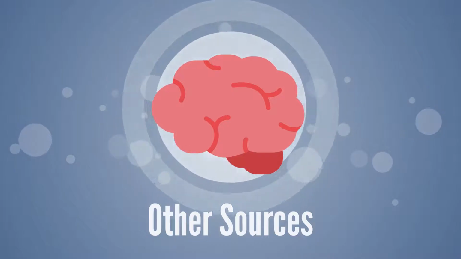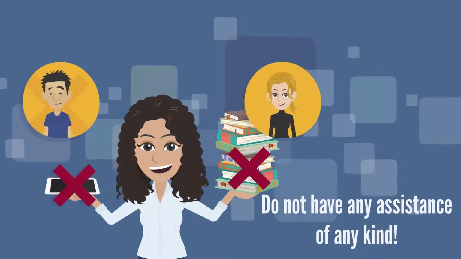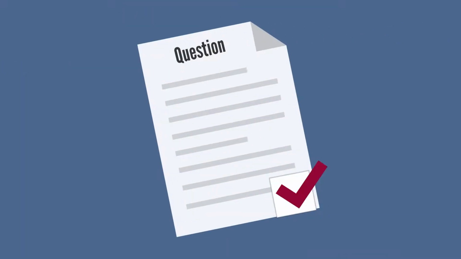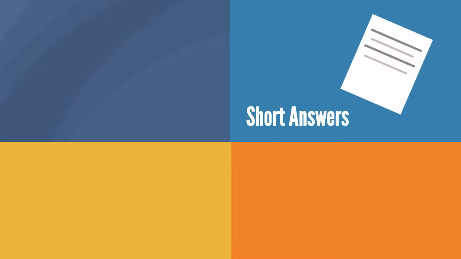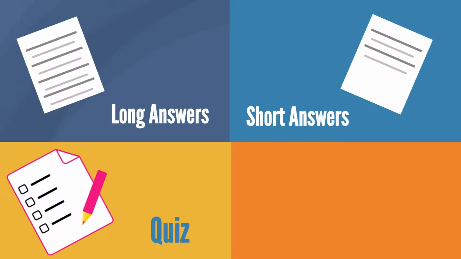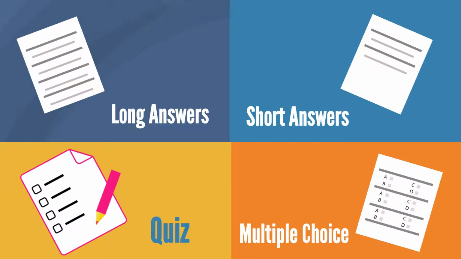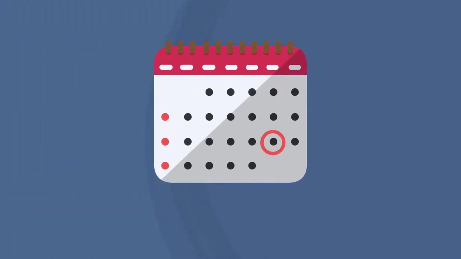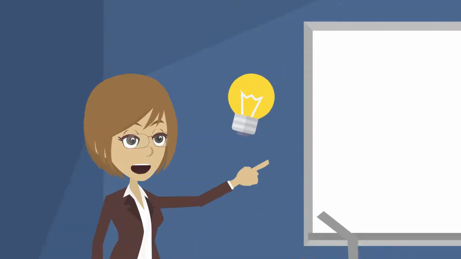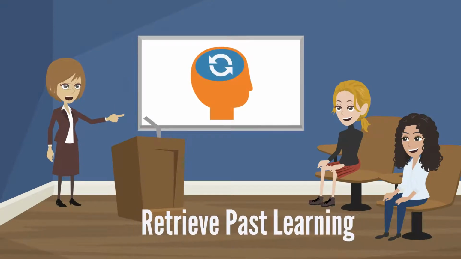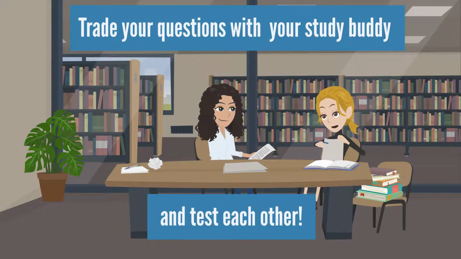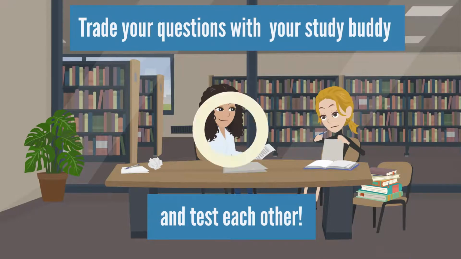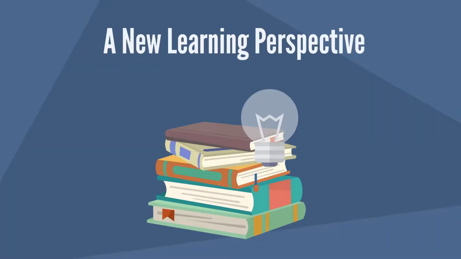sources from your memory without any assistance from anywhere or anyone. Once you have answered the question, you check it for accuracy, acknowledging your mistakes. These questions can take many forms, such as short questions, mini or long mocks, quizzes, or multiple choice questions. Retrieval techniques should be used as part of your spacing schedule, and remember that it is essential that you retrieve past learning, not just recent learning. You can trade the mock questions that you have written with your study buddy. This will save you time and give you another perspective on learning.